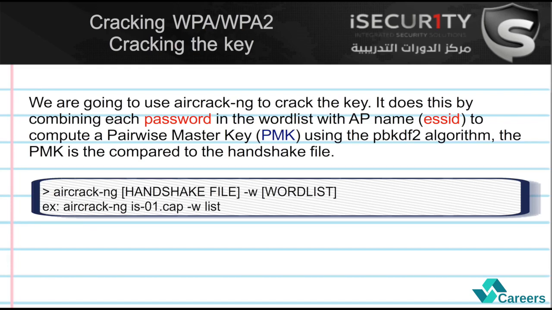So again, aircrack-ng is going to go through the list. It's going to combine each password in the list with the name of the target access point to create a PMK. The PMK is compared with the handshake. If the PMK is valid, then that password is the password for the target access point. If it's not, then it's just going to try the next password. All this is going to be done using aircrack-ng.